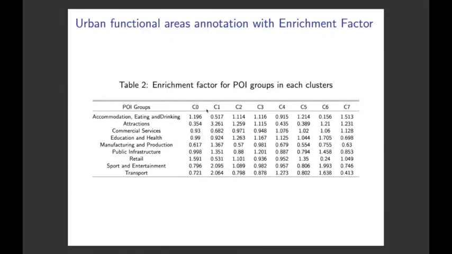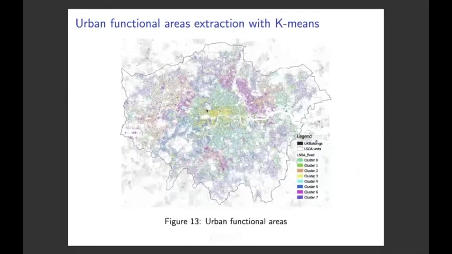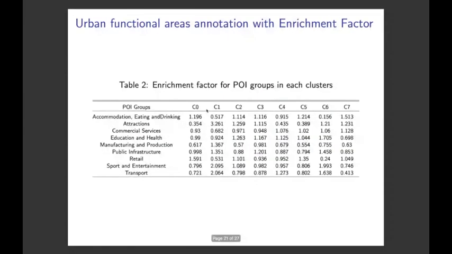Okay, so yeah, because this is a kind of unsupervised clustering, although we've identified areas of urban functional use, we have to know what the function is inside those areas. So we use enrichment factors to see the proportion of different POI groups in those clusters, so we can annotate those urban functional use clusters.